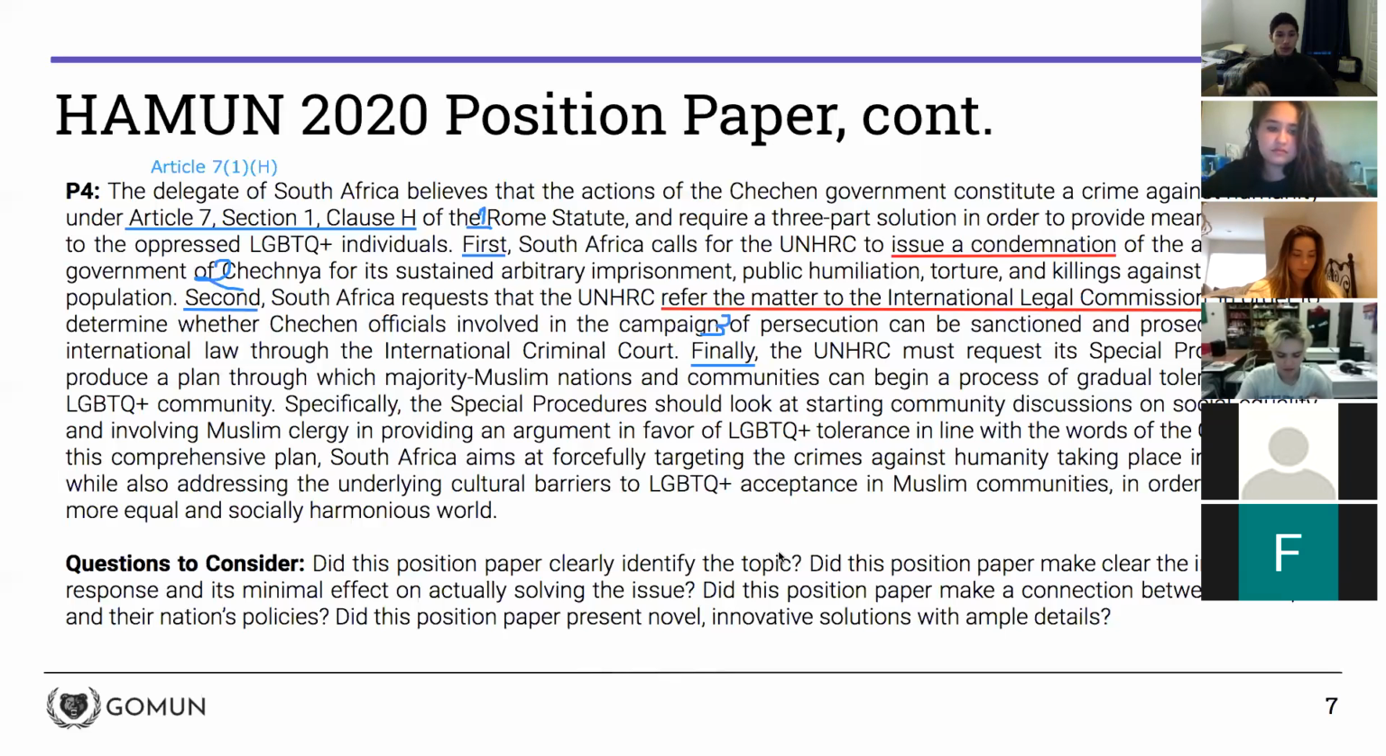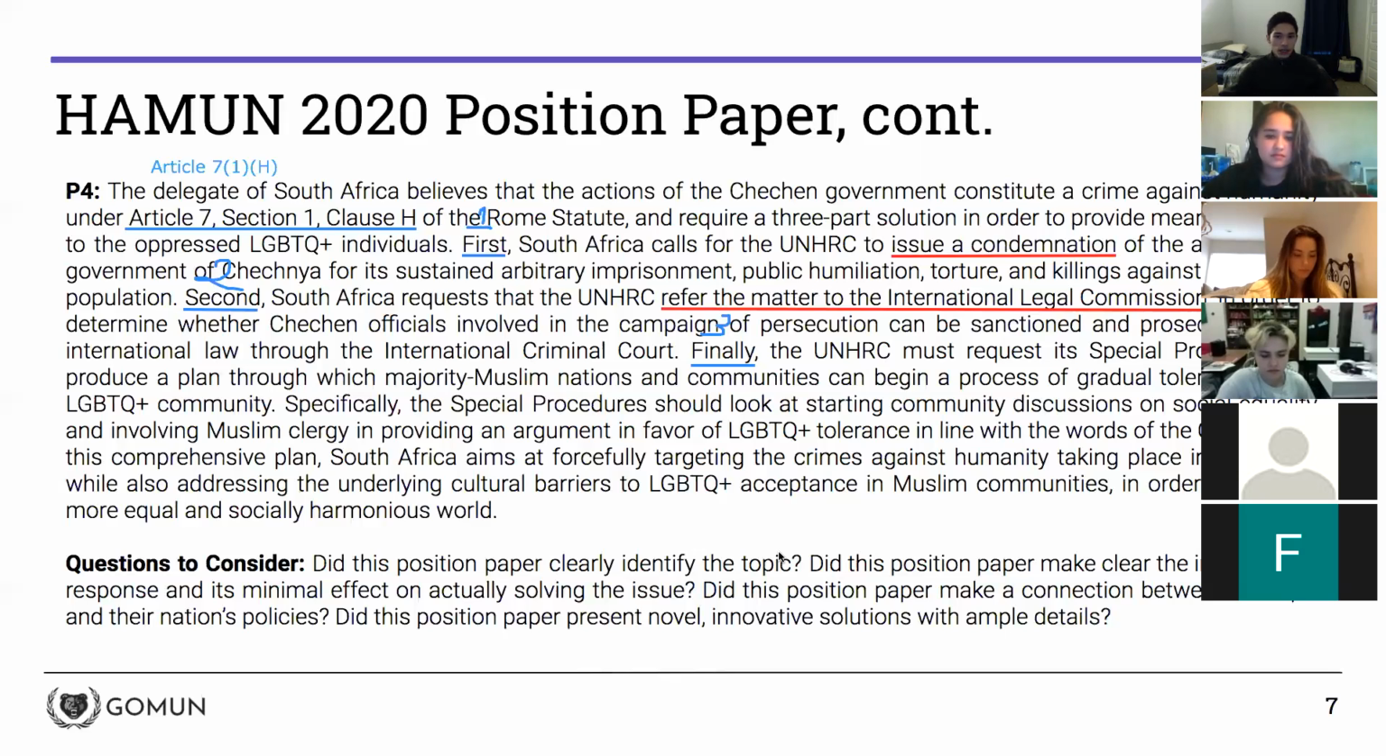So something you can do in those solutions is look at the greater issue at play, which is tolerance of LGBTQ plus individuals, and try to find a broader framework for helping that, not just specifically in Chechnya, but everywhere that's affected. In this case, what South Africa is calling for is a plan through which majority Muslim nations can begin a process of gradual tolerance of the LGBTQ plus community.